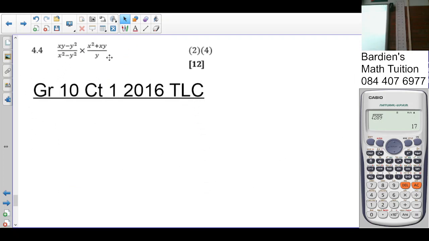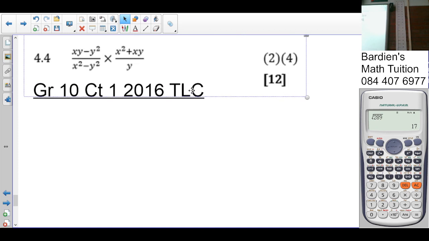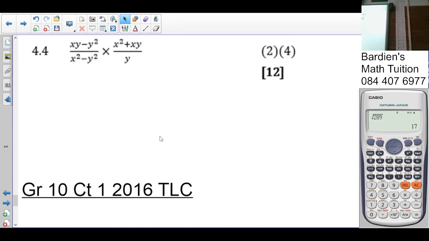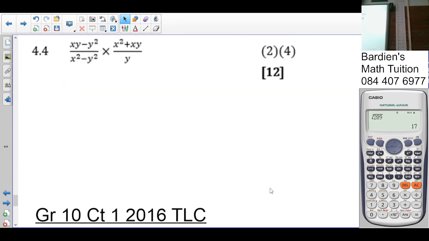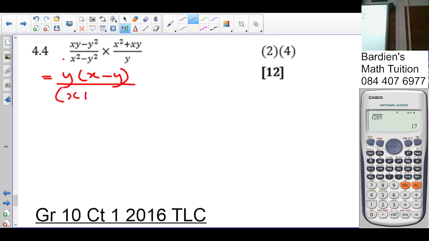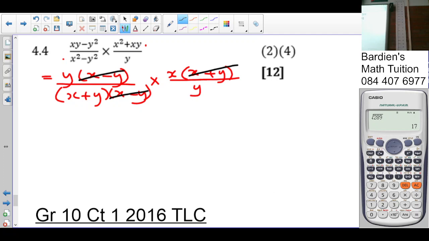Next one. In the first fraction's numerator, you're going to take out y as a common factor, so it's x minus y. This denominator is a difference of 2 squares, x plus y, x minus y, times common factor of x in the numerator of the second fraction, so it's x plus y times x over 1. X minus y cancels x minus y, x plus y cancels x plus y, y cancels y, leaves you with x over 1, which is x.